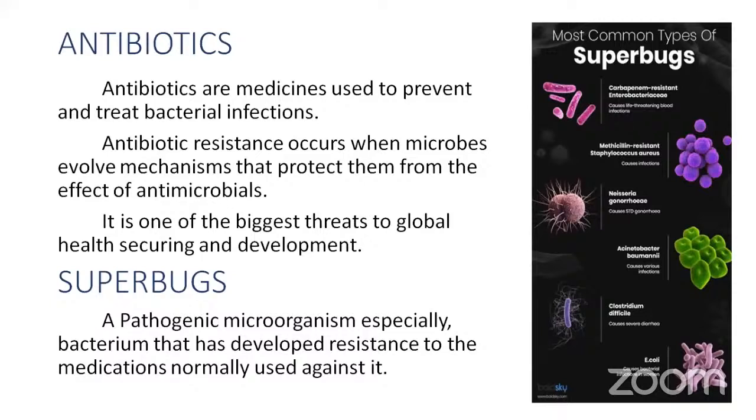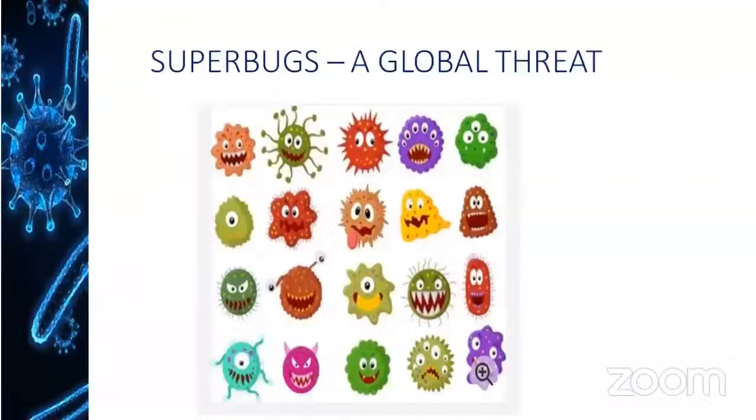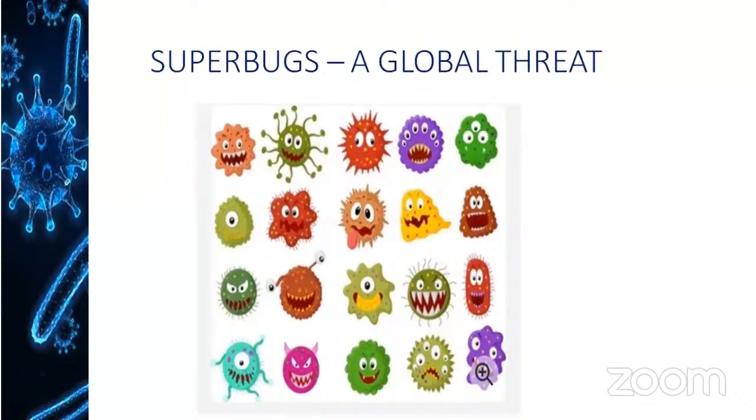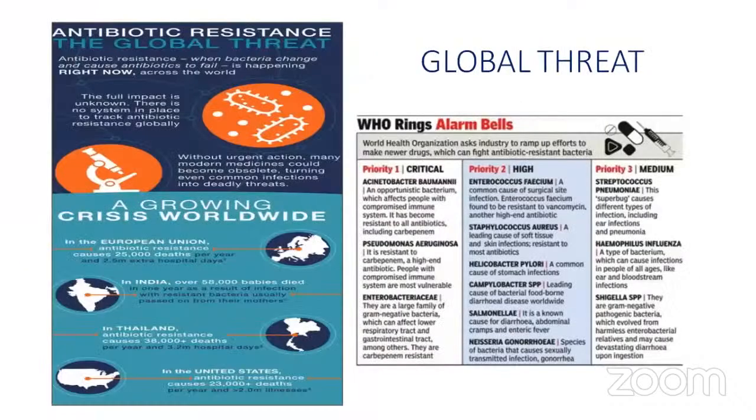So what is a superbug? A pathogenic microorganism, especially a bacterium, that has developed resistance to medications normally used against it and results in failure of the antibiotic, which can even lead to mortality. The most common types of superbugs are carbapenem-resistant Enterobacteriaceae, methicillin-resistant Staphylococcus aureus, Neisseria gonorrhoeae, Acinetobacter baumannii, Clostridium difficile, and Escherichia coli.